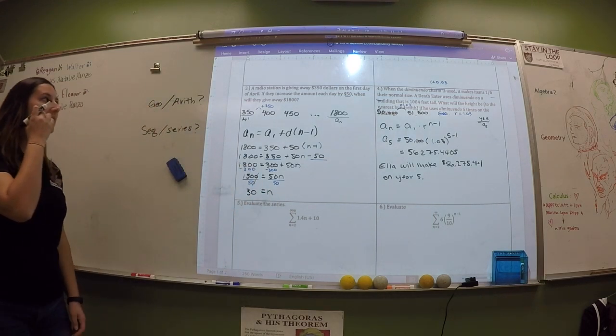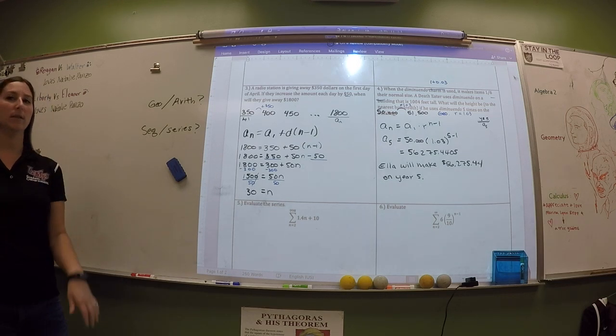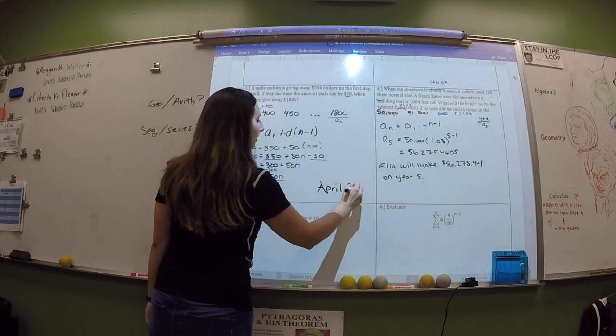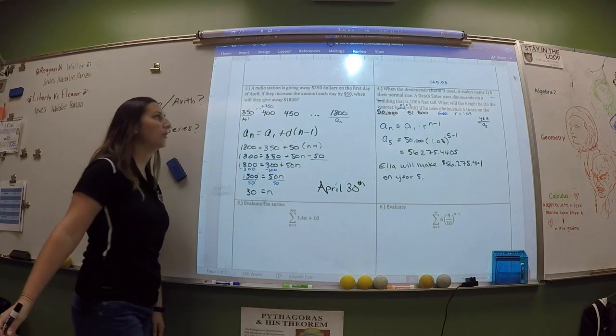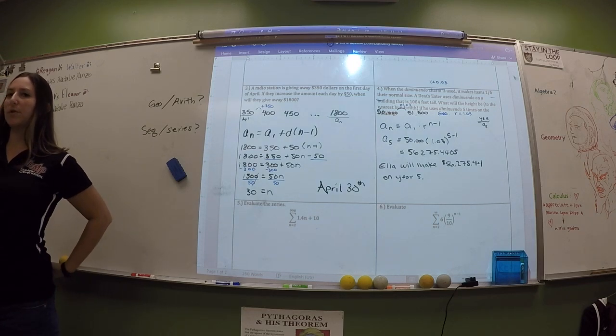So that means on what day? On the 30th day of April. There you go. So April 30th. Now, if you got a really big number, you don't necessarily have to put the date, but I might give you a bonus point if you put the date.